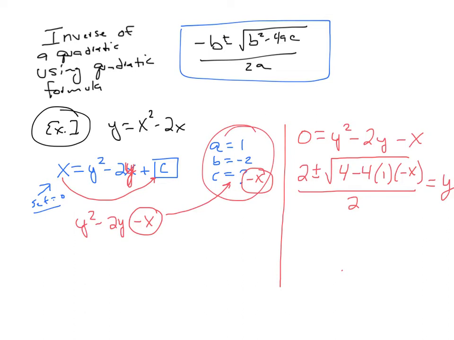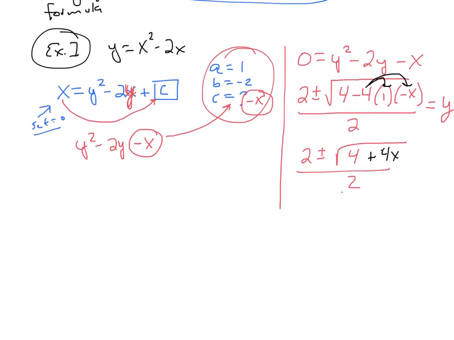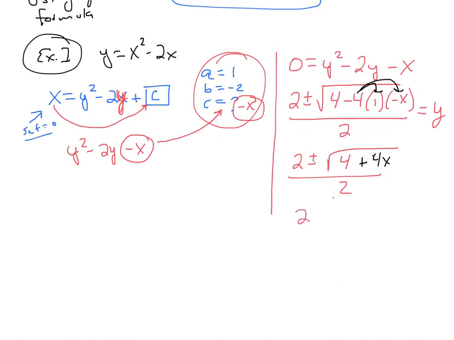So now I'm just going to go ahead and simplify what I have in the radical. So I have 2 plus or minus the square root of 4, and if I distribute this guy, I've got to do that first because it's multiplication. So -4 times 1 times -x is a positive 4x, all divided by 2. So now the other piece here is simplifying. Both of these guys have a 4, so I can pull a 4 out. So it's really 4 times 1 plus x. Well, what's the square root of 4? 2.